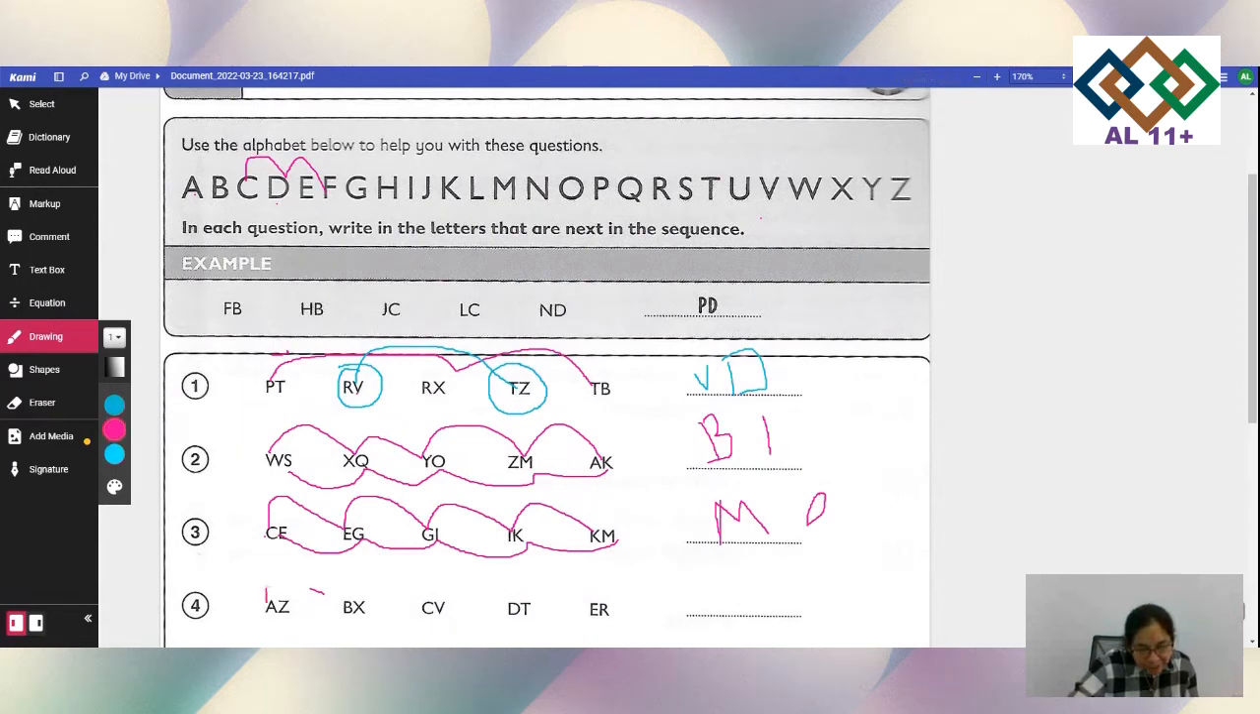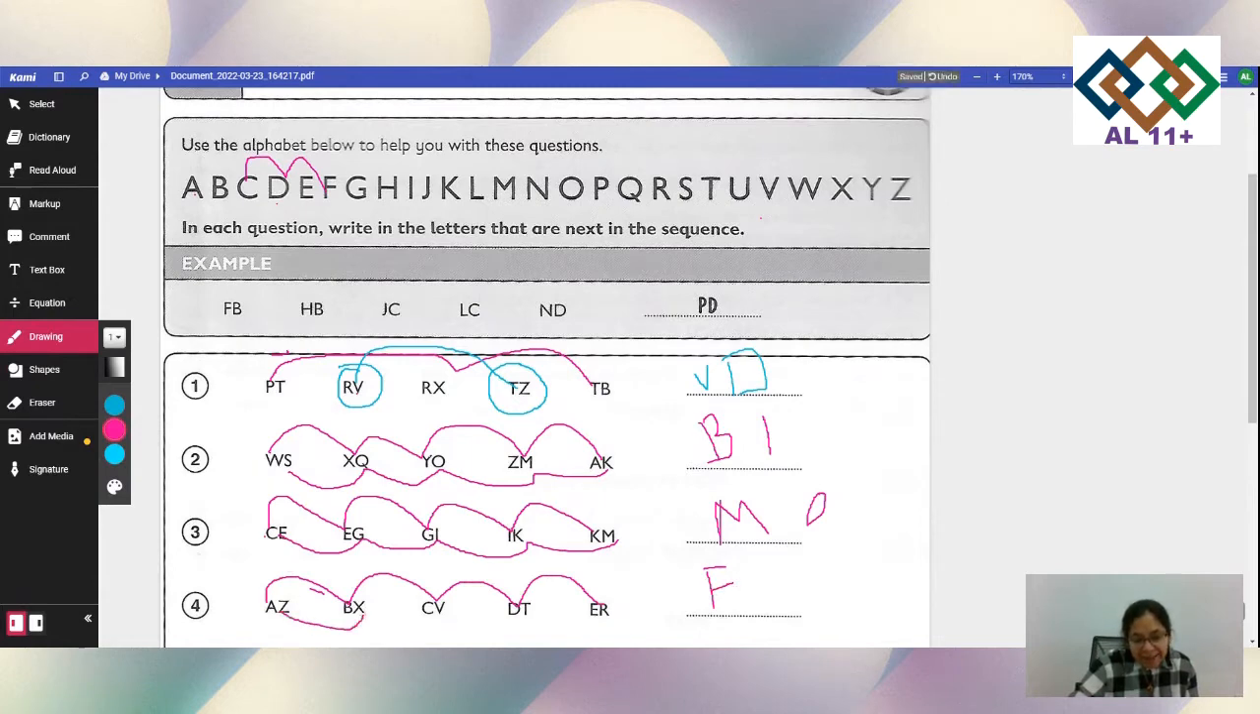So we are looking at the first one here, A to B, B to C, C to D, D to E. From E is going one forward. So from E, the next one would be an F. So let's look at the next one.